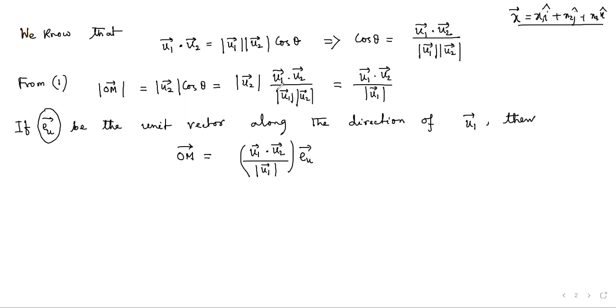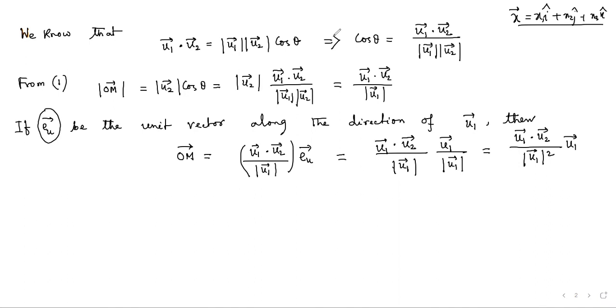Because I am doing it in a general sense, I'm not naming it as the i vector, I'm naming it as some vector EU, which is the unit vector along the direction of U1 only. I'm only interested in the vector in the direction of U1, not in other directions. And you know that if EU is the unit vector along the direction of U1, we can always write it as U1 divided by mod of U1. From there, we see that my OM vector is U1 vector dot U2 vector divided by mod of U1 vector squared, multiplied by U1. This is what we have got over here.